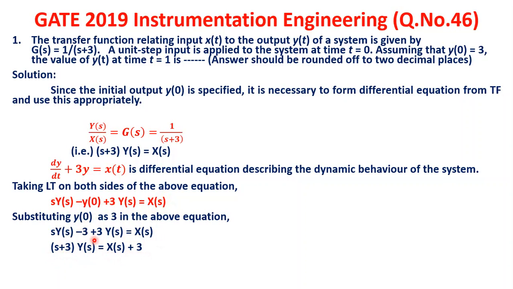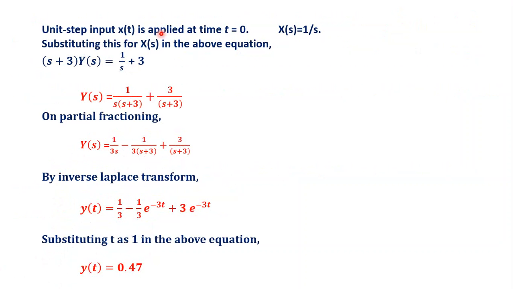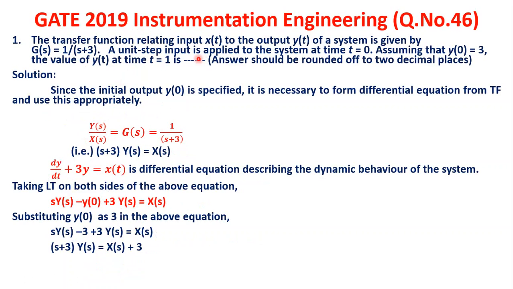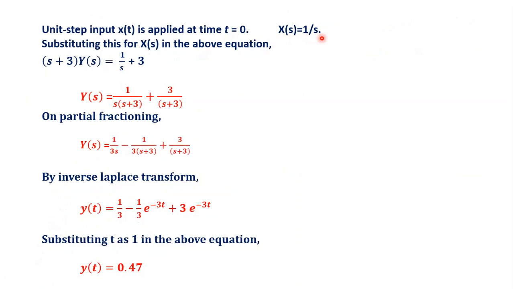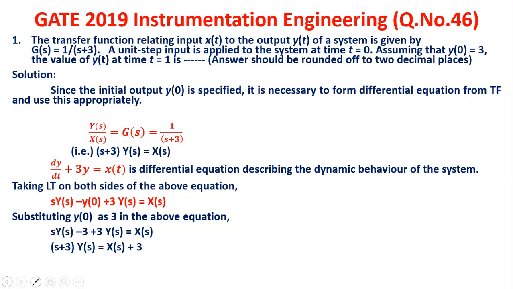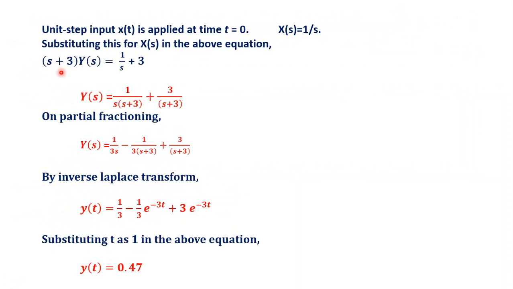Then this can be further written by substituting X of s as 1 by s, because a unit step input is applied at time t equal to 0. Therefore X of s is 1 by s, because Laplace transformation of 1 is 1 by s. Substituting this for X of s in the above equation, we get Y of s equal to 1 by s into (s plus 3), plus 3 by (s plus 3), that is dividing throughout by s plus 3.